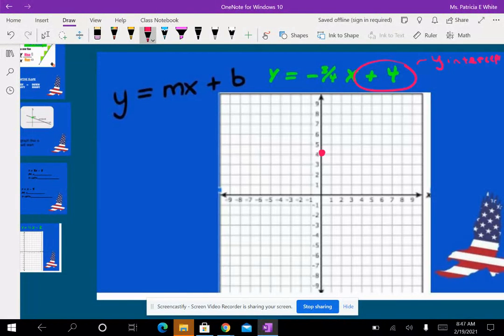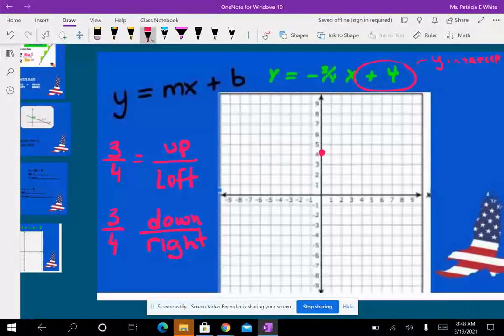All right, now the slope is negative 3/4. It's negative, so I need one positive move and one negative move. So if I go up, then I'm going to go left. If I go down, then I'm going to go right. So up 3, left 4.